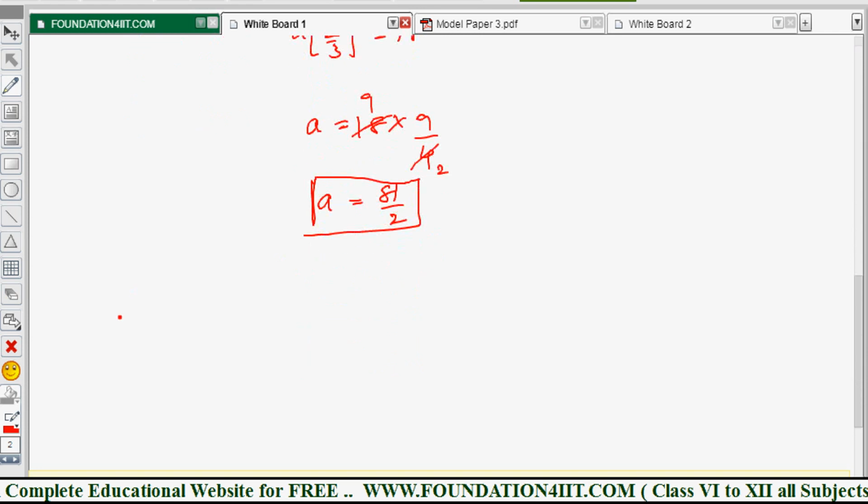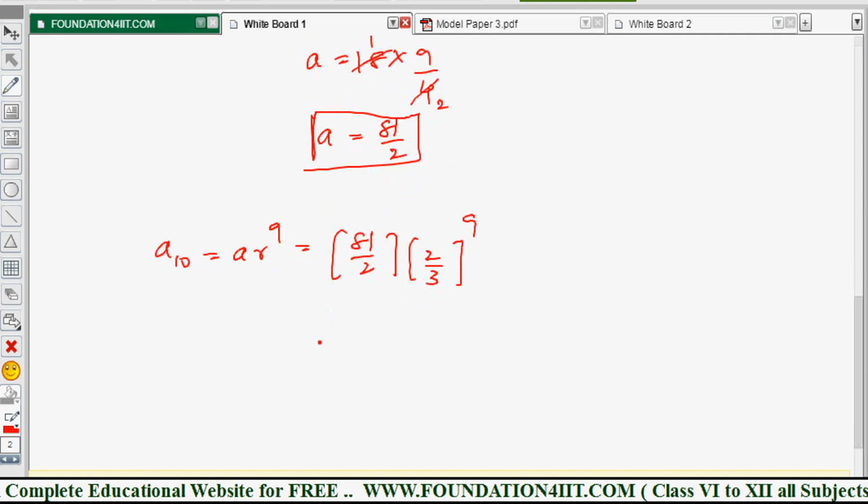Just use the A10 formula. So A10 is equal to A into R to the power 9. So the A value is 81 by 2 and R to the power 9, where the R value is 2 by 3. Okay, we will simplify this and get the 10th term. That is 81 by 2 into 2 to the power 9 by 3 to the power 9. Separate it: 2 power 9 by 3 power 9. Then simplify this. Here 2 power 9 divided by 2 is 2 power 8.